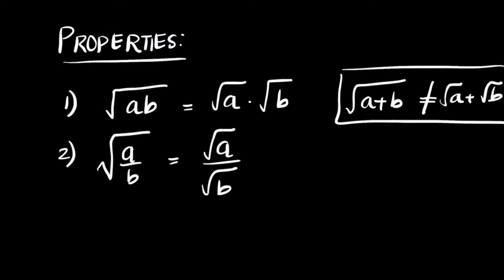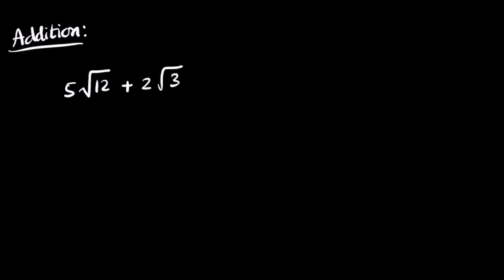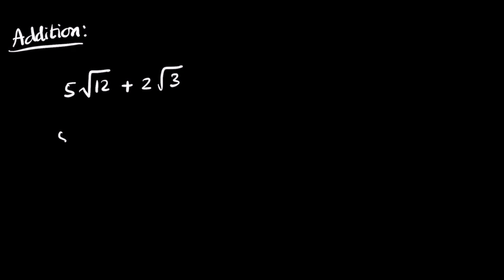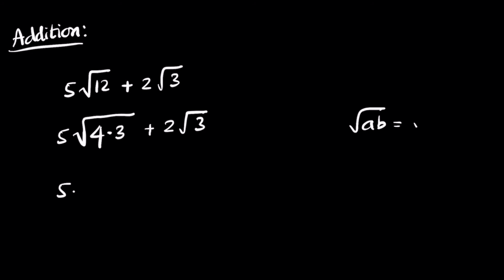Now let's take a simple example of how to add square roots. How does addition of roots work? For example, let's say I have 5 under root 12 plus 2 under root 3. Let's try to apply the properties that we saw to this problem. When you look at this expression, the first thing that should pop to your mind is that root 12 can be written as 4 times 3, so plus 2 under root 3. Now root AB we know is root A times root B. So it becomes 5 times root 4 into root 3 plus 2 root 3.